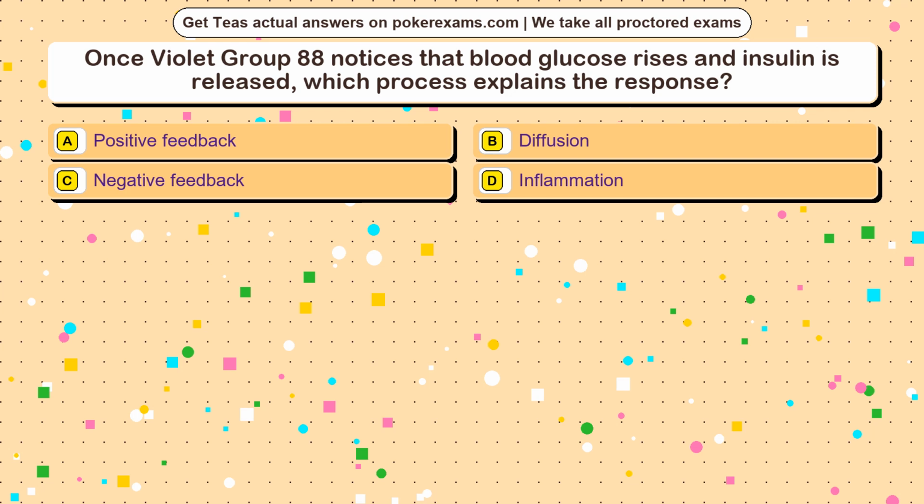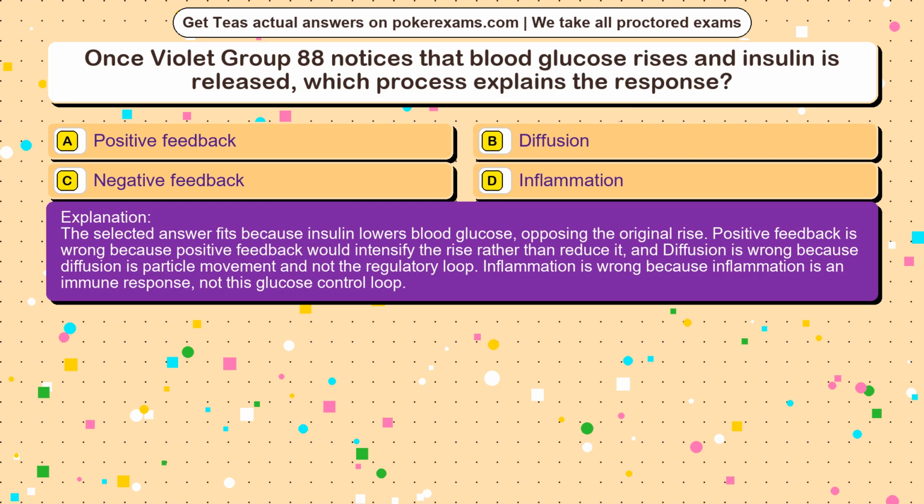The correct answer is option. The selected answer fits because insulin lowers blood glucose, opposing the original rise. Positive feedback is wrong because positive feedback would intensify the rise rather than reduce it, and diffusion is wrong because diffusion is particle movement and not the regulatory loop. Inflammation is wrong because inflammation is an immune response, not this glucose control loop.